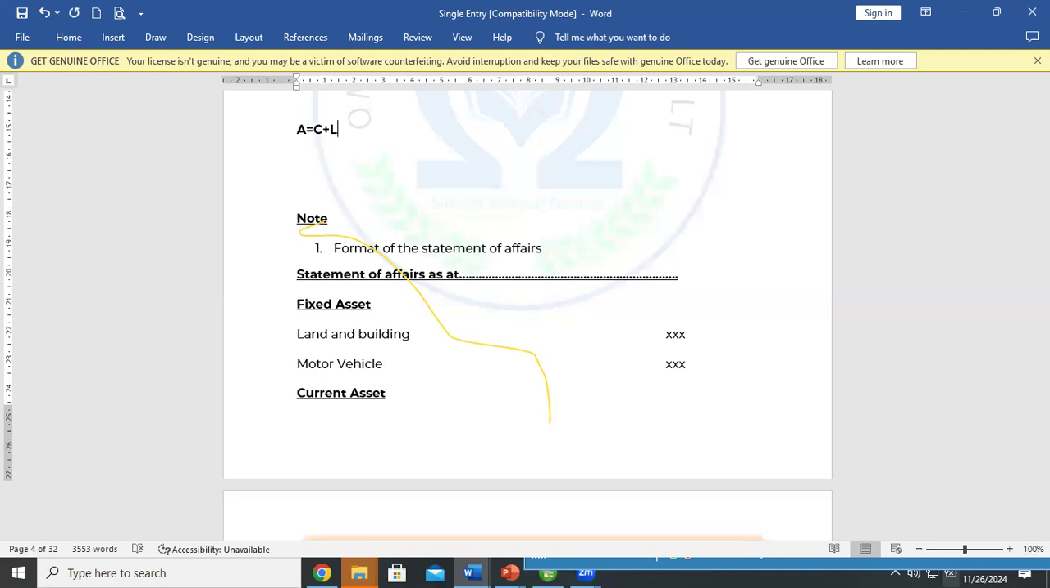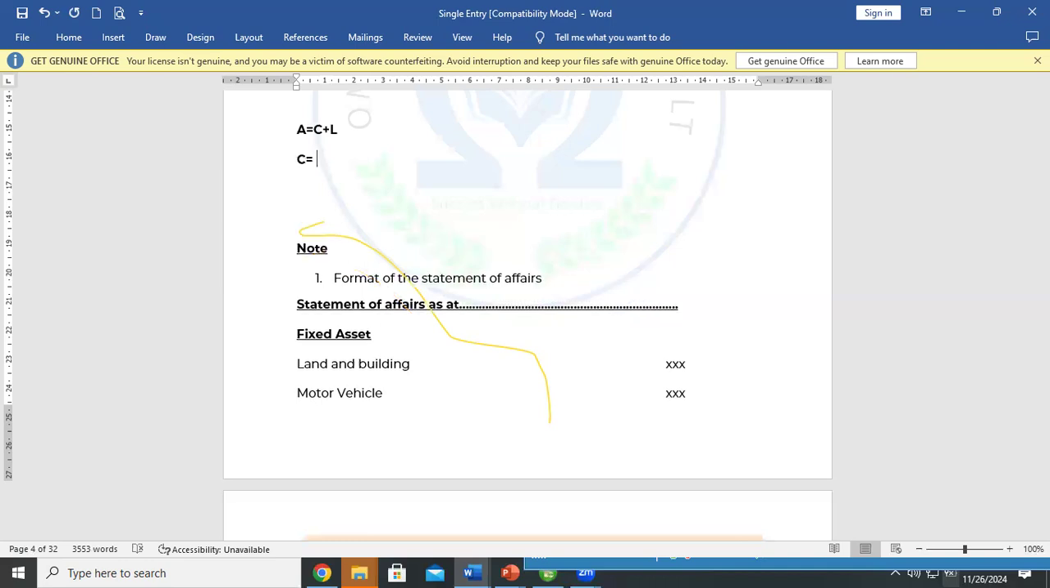What are we looking for? We are looking for capital. So C is equal to, I'm sure you can do the mathematics here, change of subject. So your capital is equal to your assets minus your liabilities. So we are going to just use this one and present it on this statement of affairs. So on the statement of affairs, we are looking for capital, right? So what do we have to do? We have to less liabilities from asset.